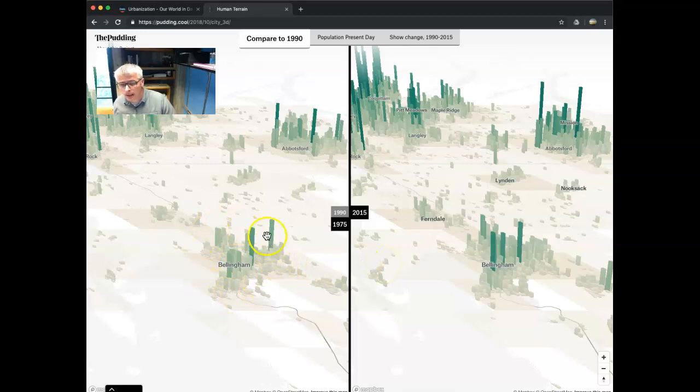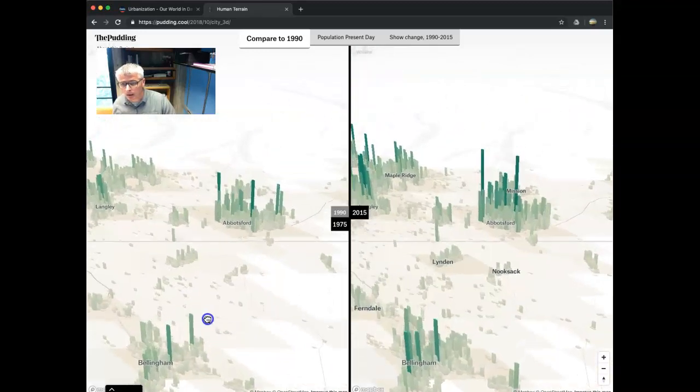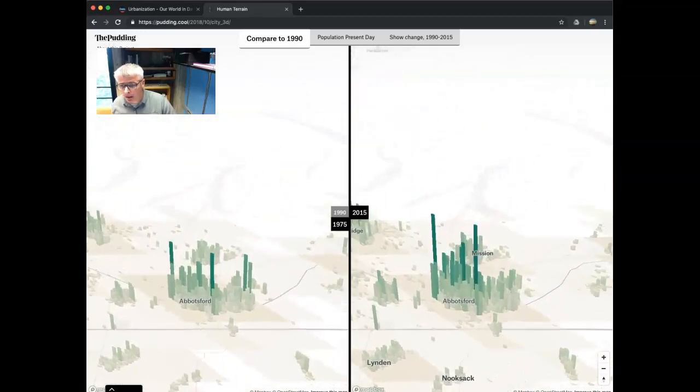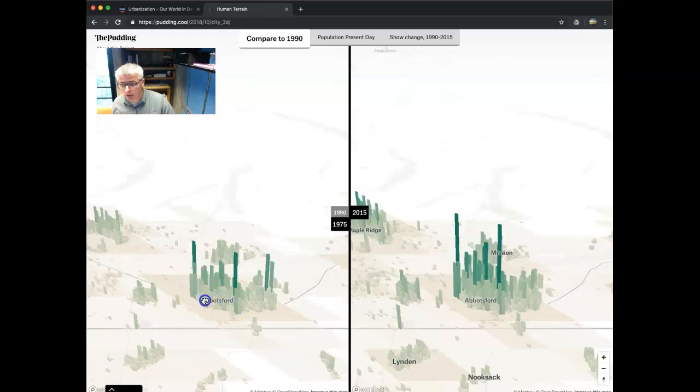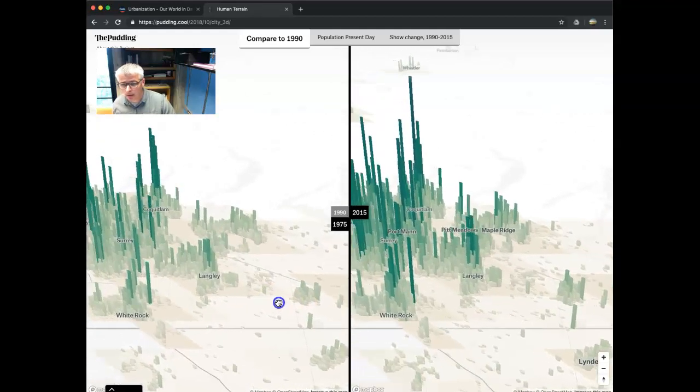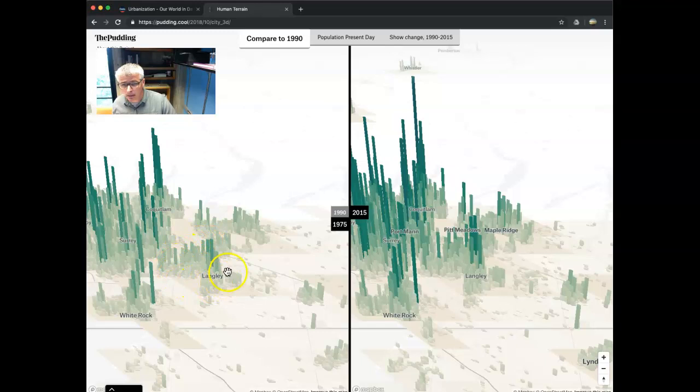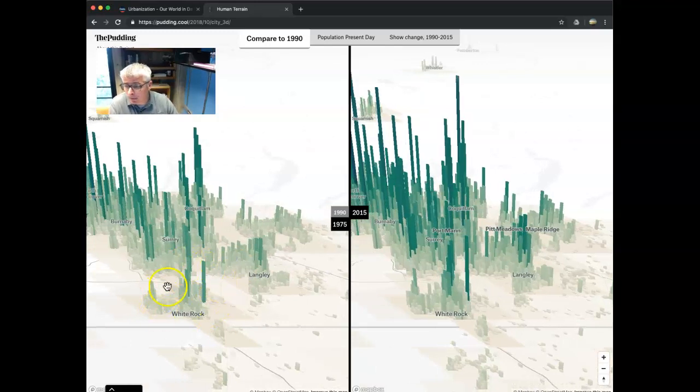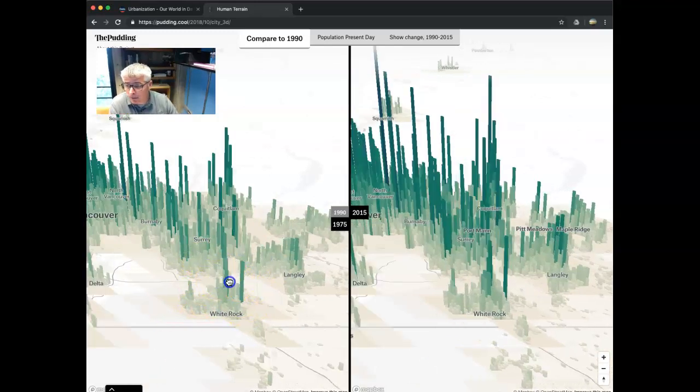So here we've got an increase in density in the cities of Bellingham and Ferndale, but you also start to see more fill-in everywhere. Abbotsford, a similar story here with a fair amount of growth. Langley, Maple Ridge, these are areas where people commute a far distance in. And White Rock and Surrey have both been very fast growing areas.